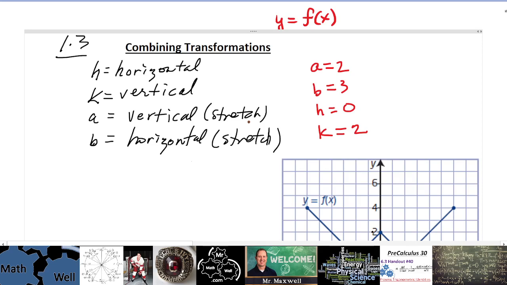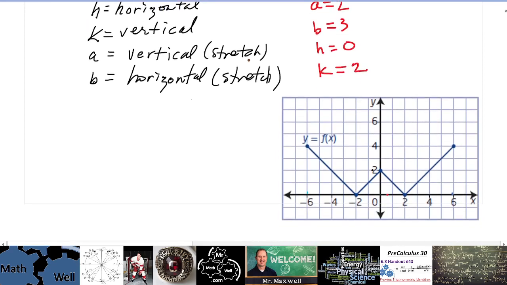Now we talked about A and B as well, and those are the ones that can actually warp the graph. They can stretch it horizontally or compress it horizontally. It can stretch vertically or compress vertically. So we can put all of these together, and we have the 4 parameters that can change a function.